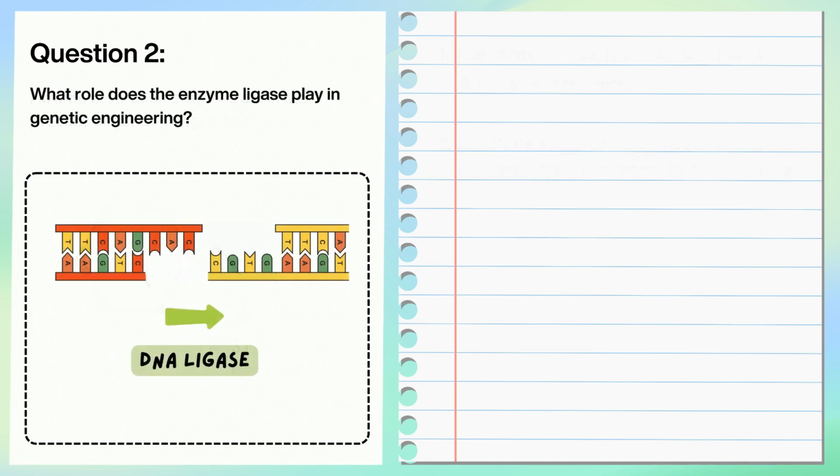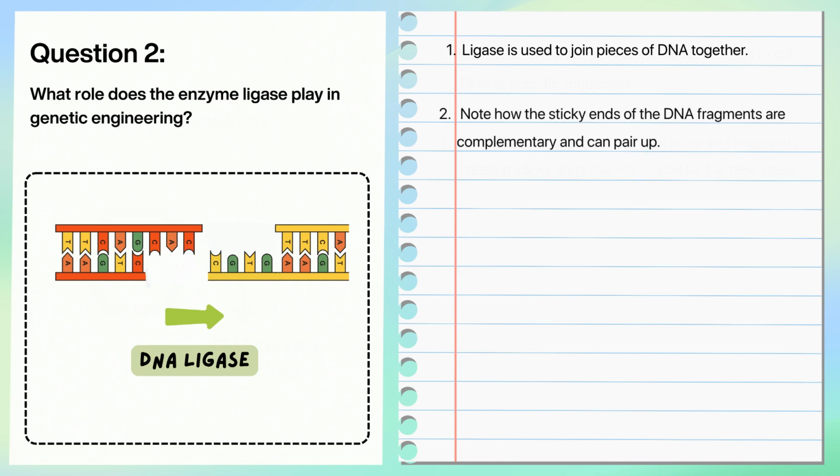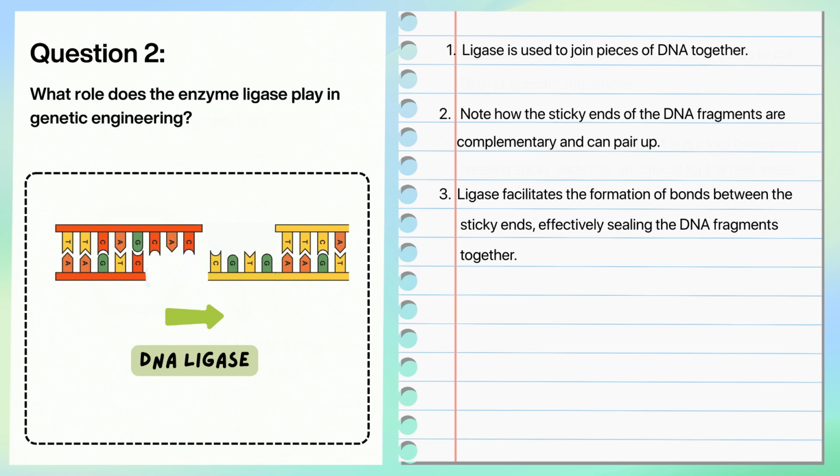Let's look at a second question. What role does the enzyme ligase play in genetic engineering? Pause here to have a go. Now let's go through the answer. We have learnt that ligase is used to join pieces of DNA together. Note how the sticky ends of the DNA fragments are complementary and can pair up. Ligase facilitates the formation of bonds between the sticky ends, effectively sealing the DNA fragments together.